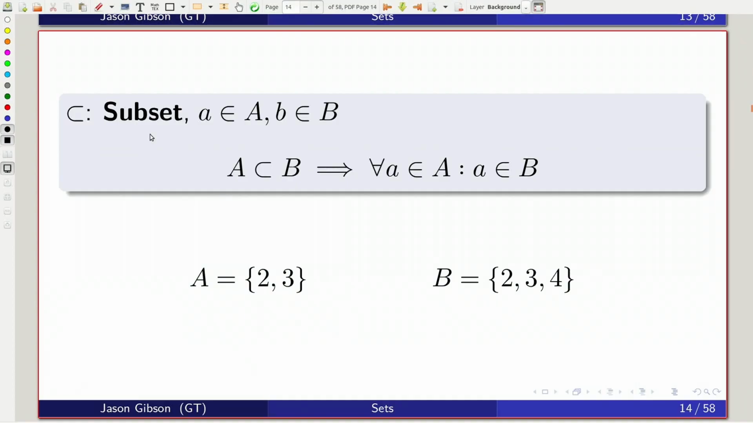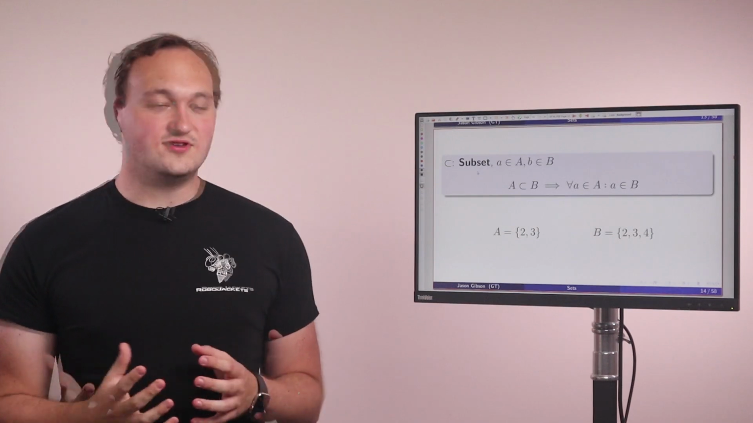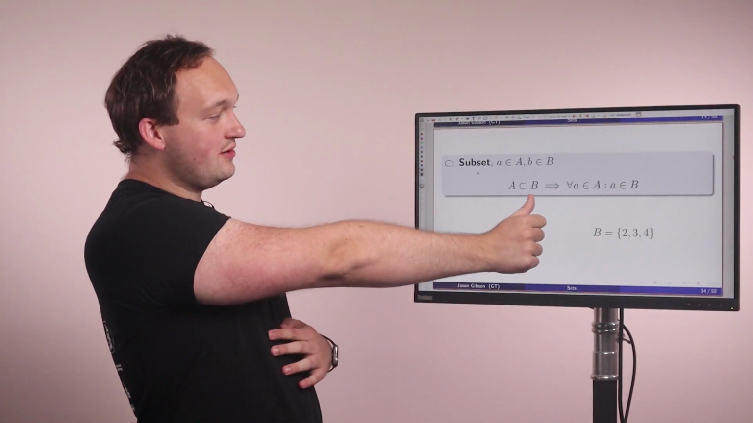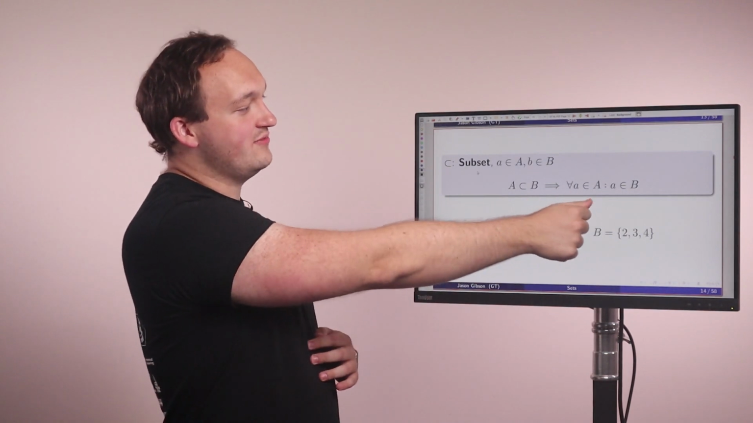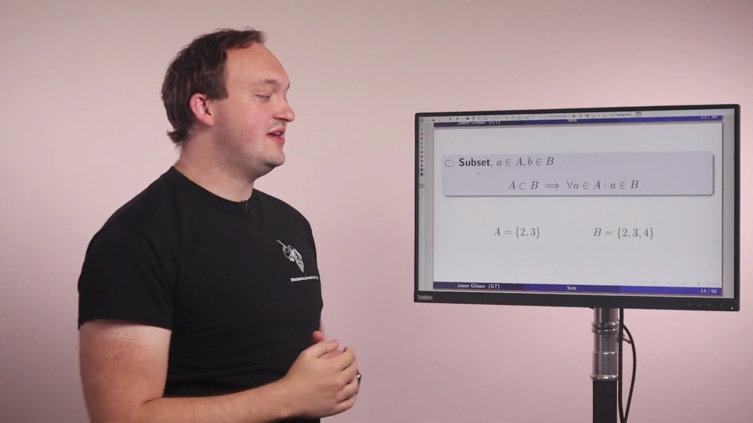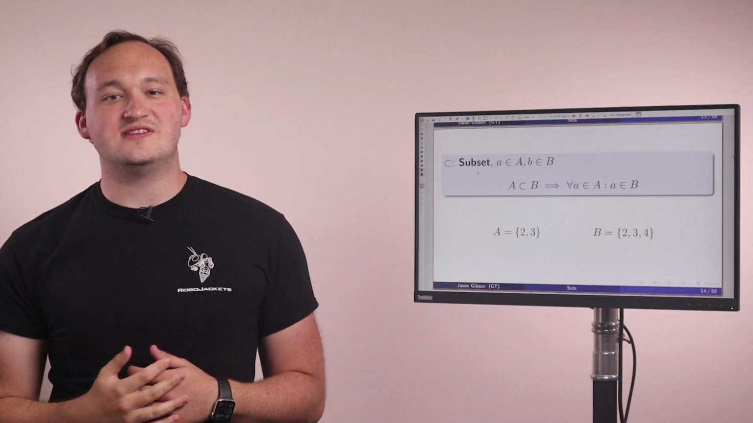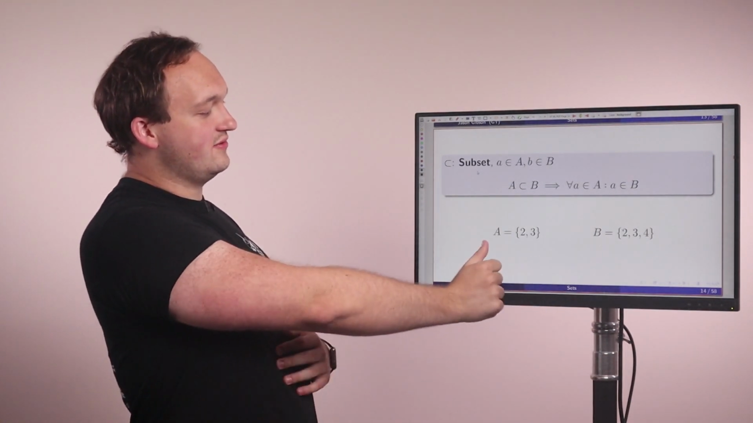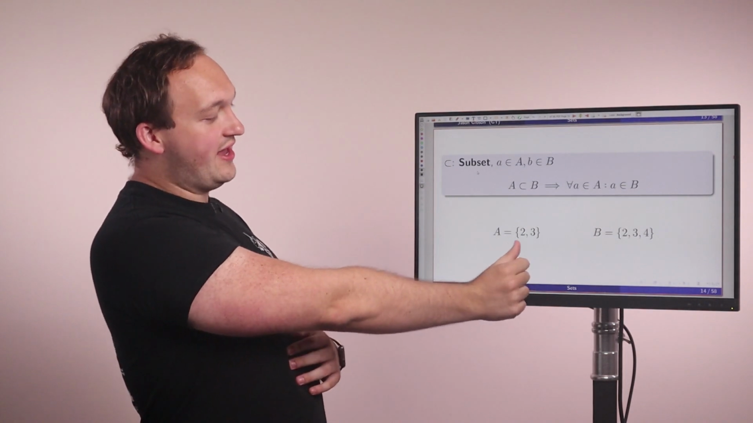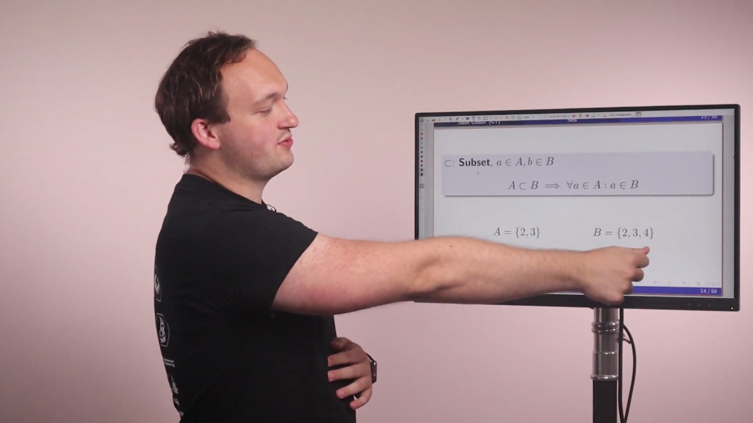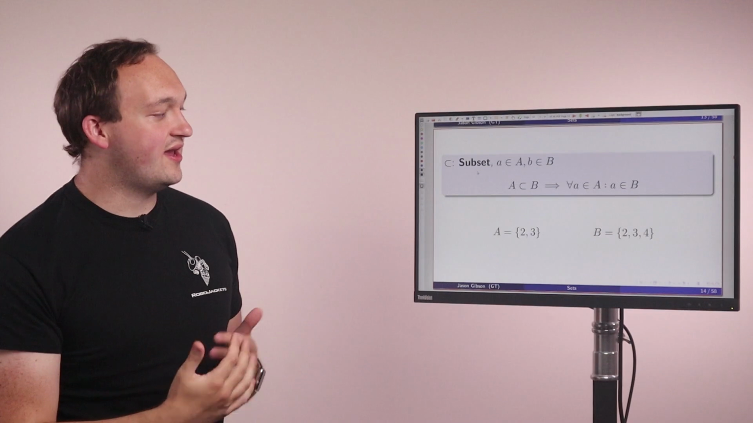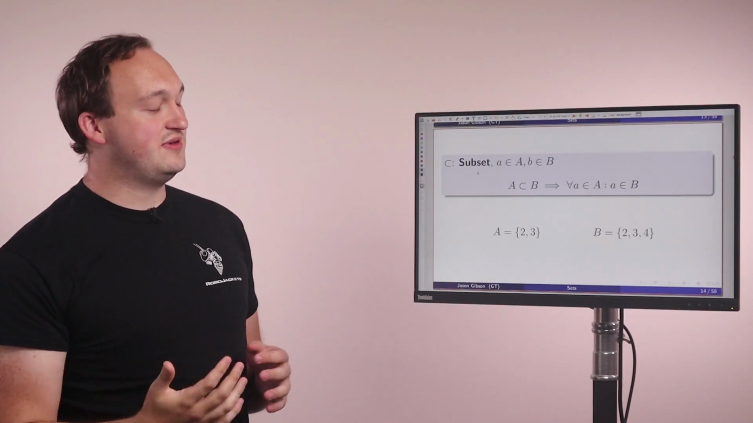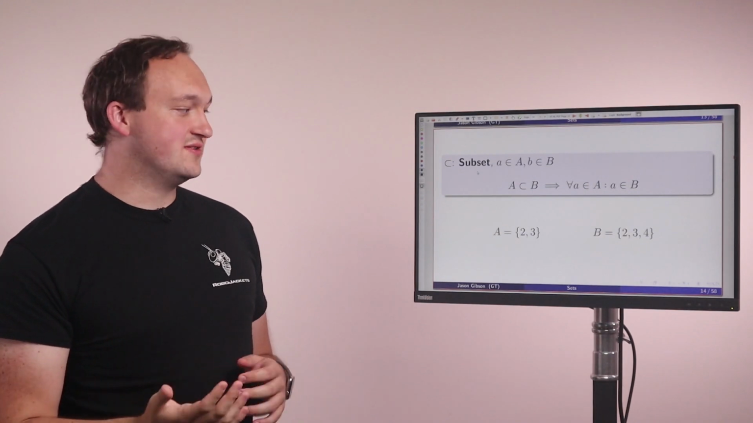So next we have subset, a set contained in another set. So if we have A is a subset of B, that means for every element in A, that element is also in B, but B can also contain elements that are not in A. So as we define down here, we have A is 2, 3, and we have B is 2, 3, 4. We can see that A is a subset of B because every element in A is also in B. That does not mean that every element in B is also in A.